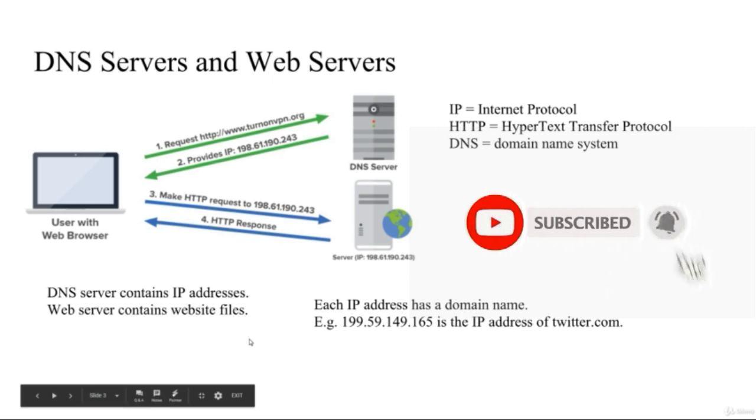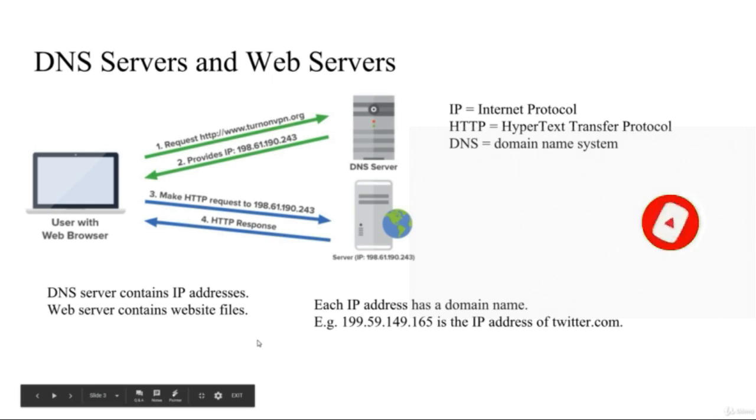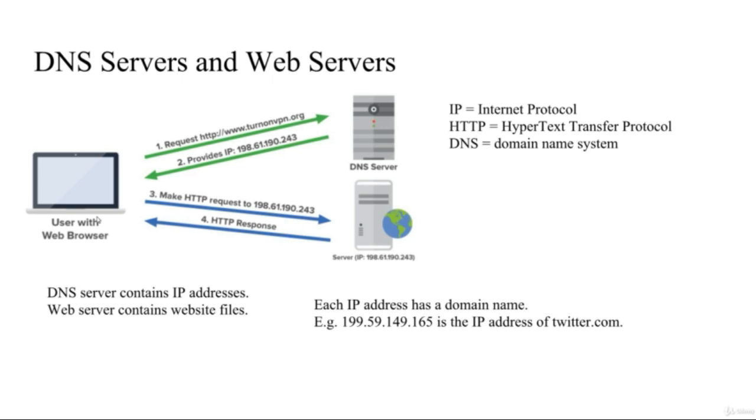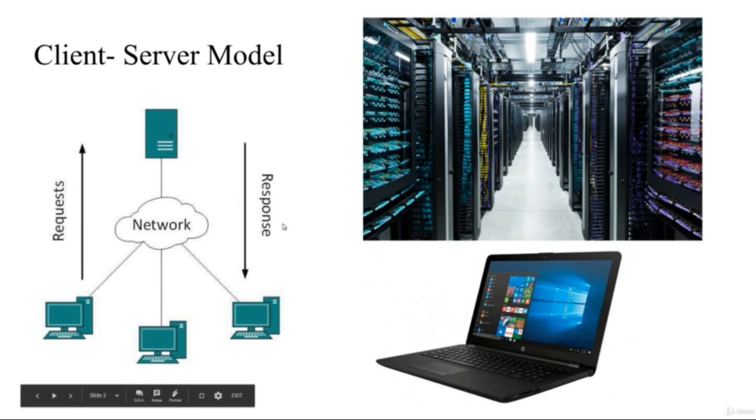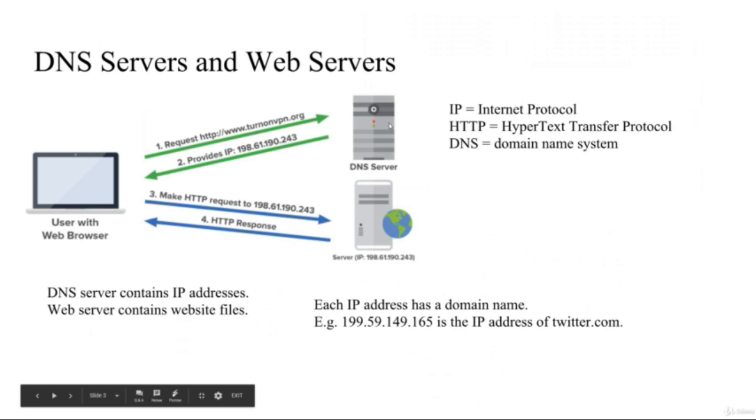So this is a slightly more detailed explanation of how it actually works when you load up a website. The first thing that happens when you type in a domain name in the URL, this is not too important to know, but it's quite interesting. When you put in a domain name like turnonvpn.org, it's going to send that request to something called a DNS server, a domain name system server. There are not that many of these servers, although they have the same kind of function as a server that we saw here. They're all computers, but they have a different function.